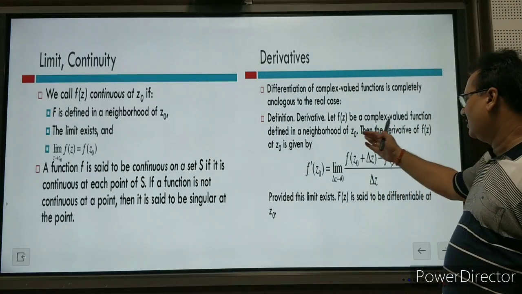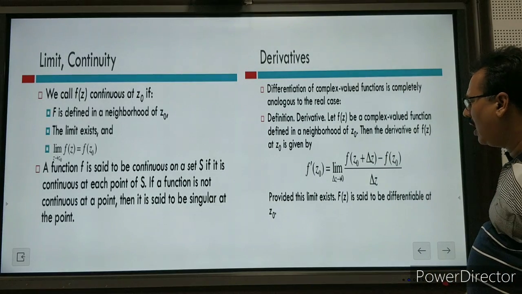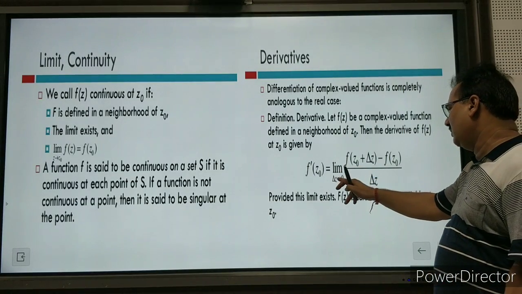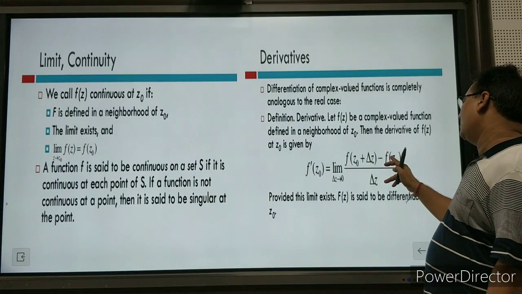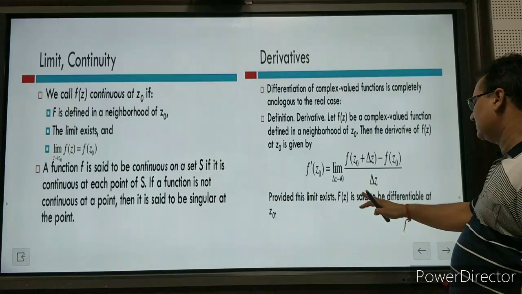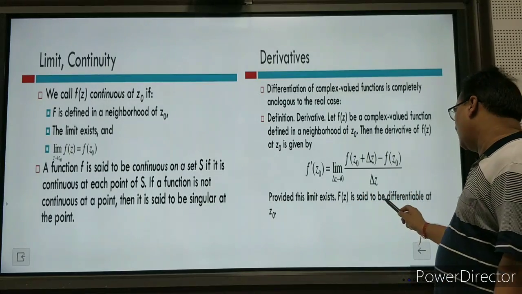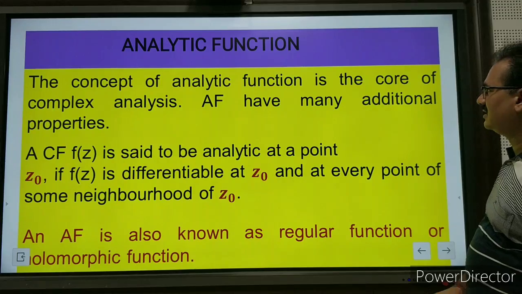In the same manner, but that will be in the Argand plane for the function w = f(z). So f'(z0) = limit as del z tends to 0 of [f(z0 + del z) minus f(z0)] divided by del z, provided this limit exists. Then f(z) is said to be differentiable at z0 if this is satisfied.